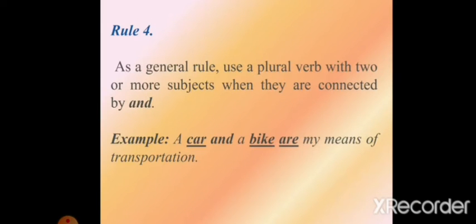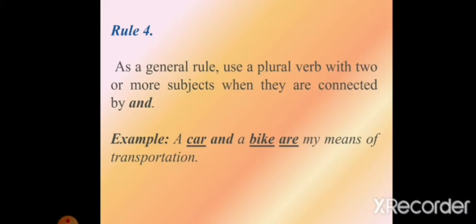Now let's go to the next rule. As a general rule, use a plural verb with two or more subjects when they are connected by and. The same thing when you have and. We have seen neither nor, either or, multiple subjects. Now again when there is and, because there is not a single subject. For example, a car and a bike are my means of transportation. Both are my means of transportation, a car and a bike.